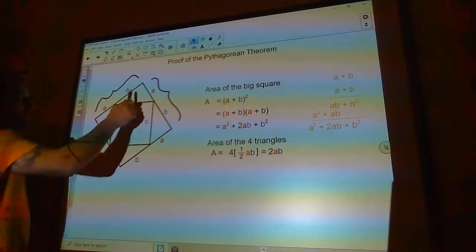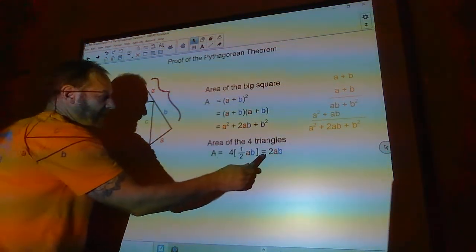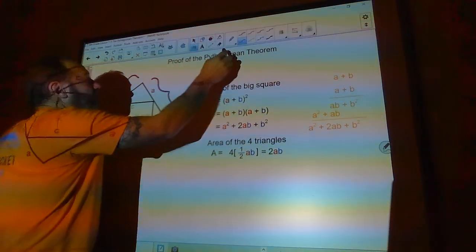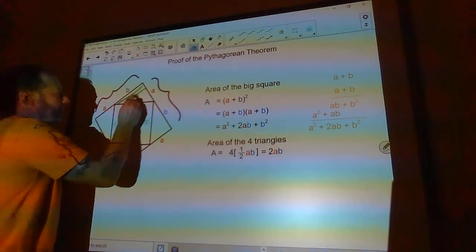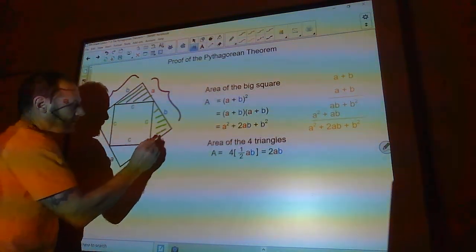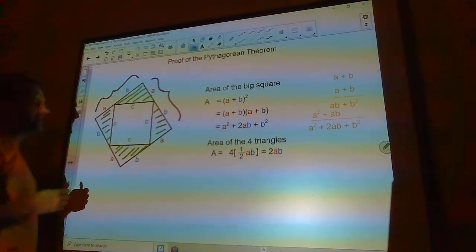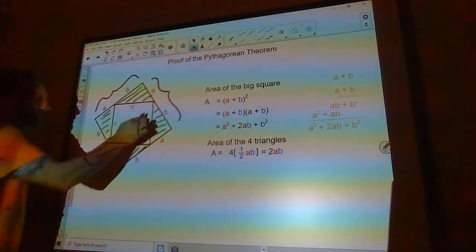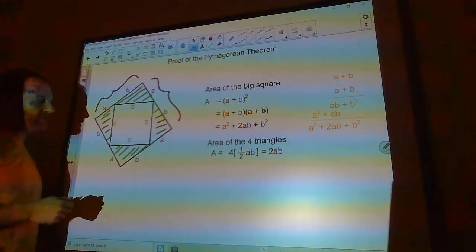Now here's the thing, if I take the area of the big square right here, which we said was this, and I subtract off the areas of those four triangles like that, I'm left with the area of this square right here, right? Which we already know is c times c, which is c squared.